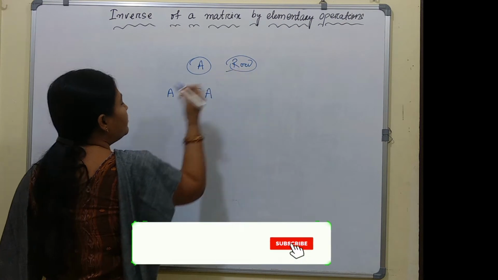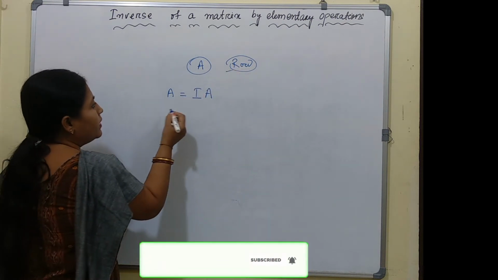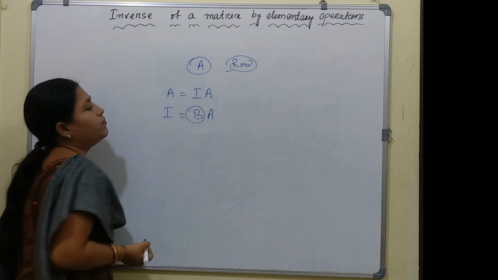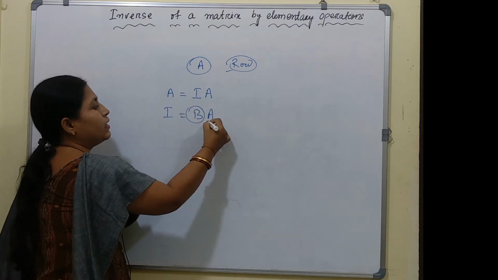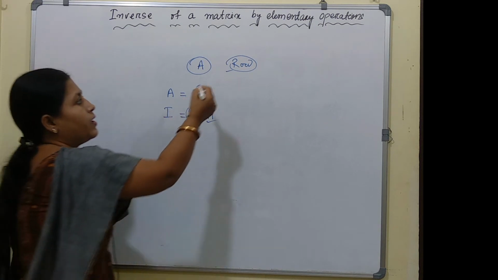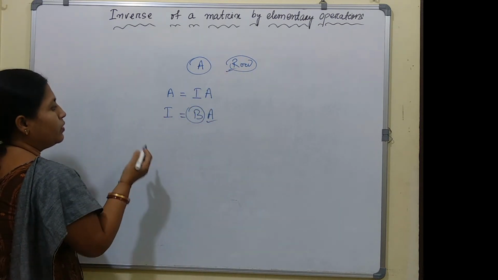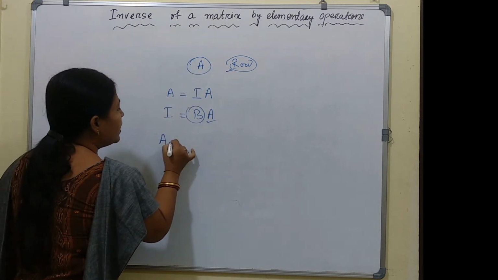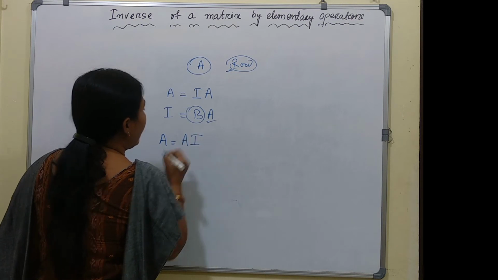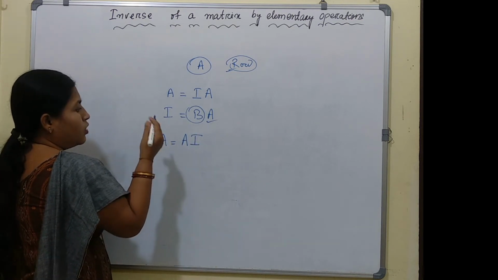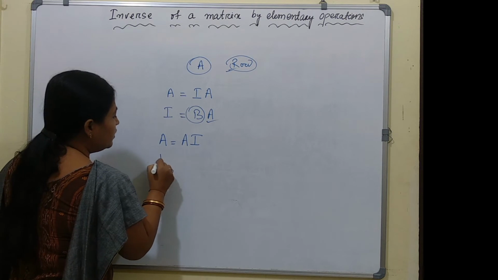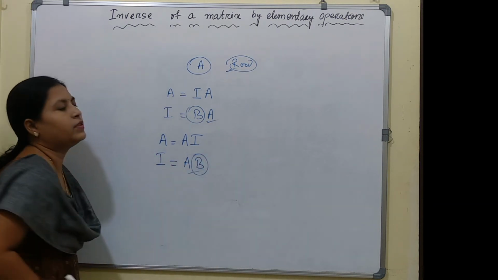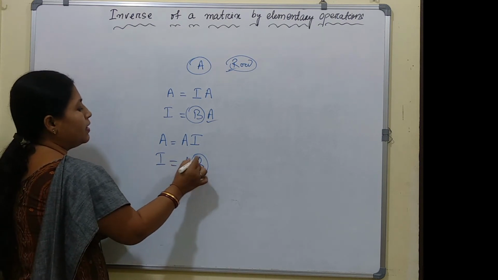Applying the elementary row operations till we get I equals BA, B will be the inverse of the matrix A. Similarly, when we apply the elementary column operations, we write A equals AI. Applying the elementary column operations till we get I equals AB, here B will be the inverse of the matrix A.